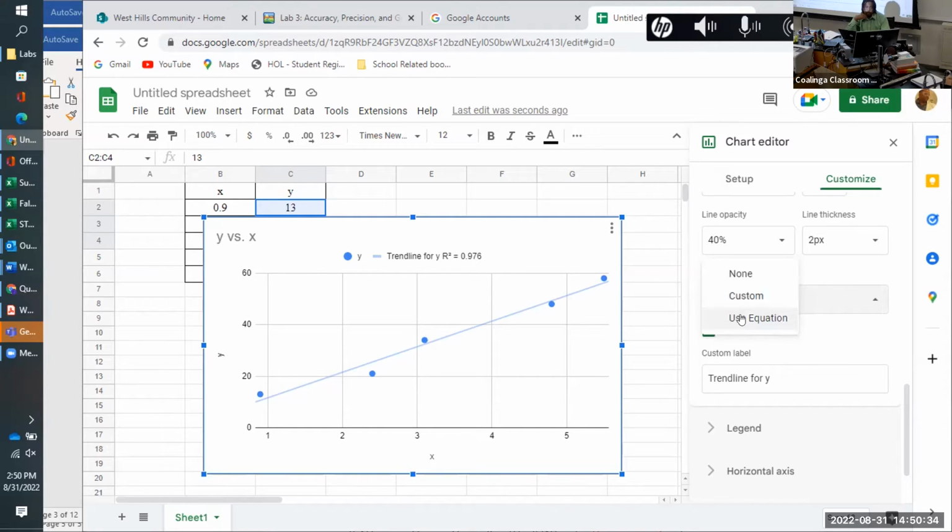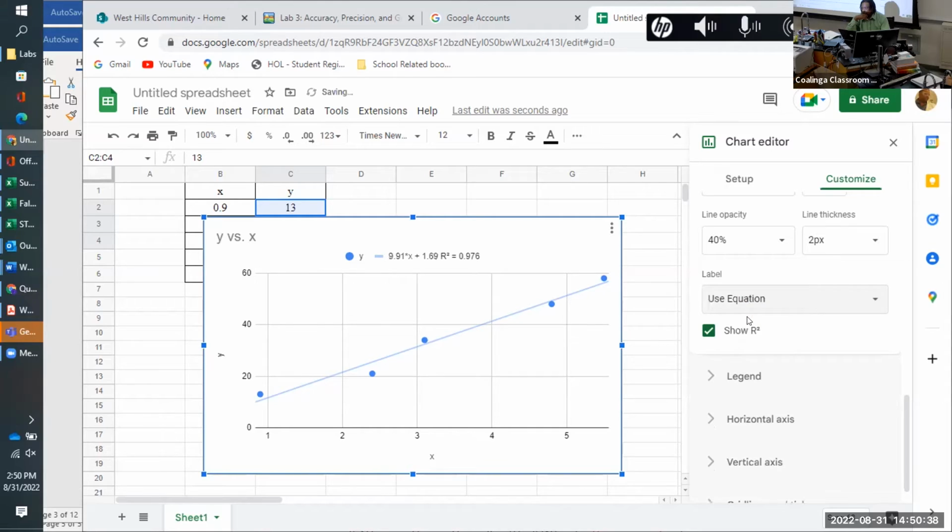So I also want to know if there's an equation. If I go to custom, I go equation. Now it actually shows me the equation and it shows me that R value. So my equation is now 9.91 times X plus 1.69. That R squared value just lets me know how well it fits the curve. Okay. Questions?